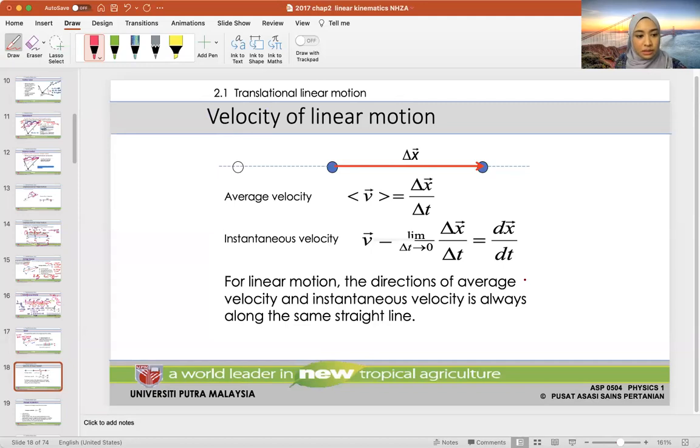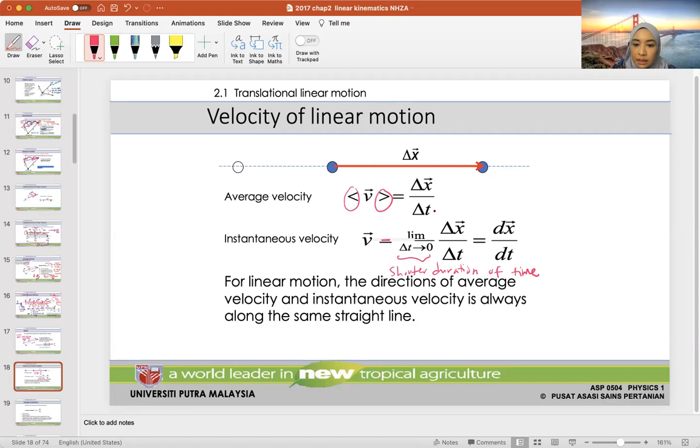Okay, so we talked about instantaneous tadi. Biasanya instantaneous velocity dia tak ada this notation, average notation tu tak ada. Equals to limit of delta t approaches 0. This means a shorter duration of time. Maksudnya the change in time tu sangat kecil. It is so small that it approaches 0. Contohnya 0.001 second, that is delta t approaching 0.